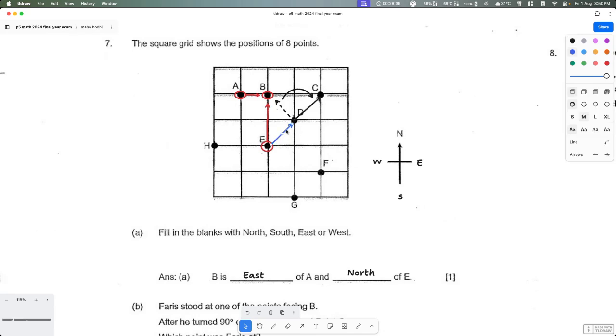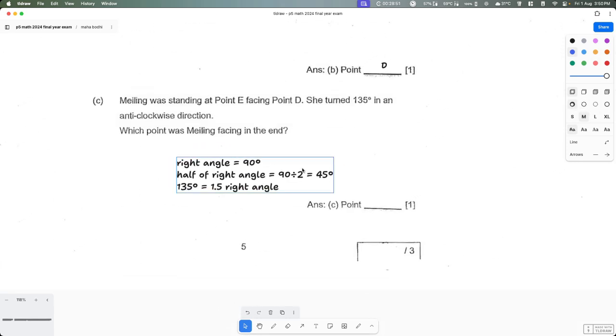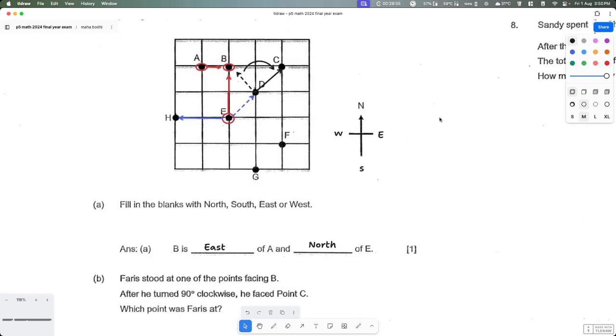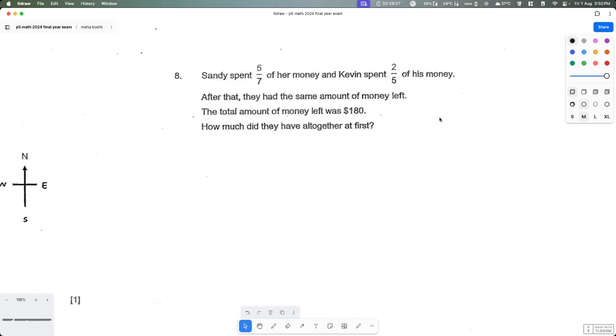So that means here she turned, copy and paste. I'm still going to point here 90 and then 45, which is H over here. So this was the original, and that's what she's pointing. So this should be H over here. H. All right, let's move on to question number 8.